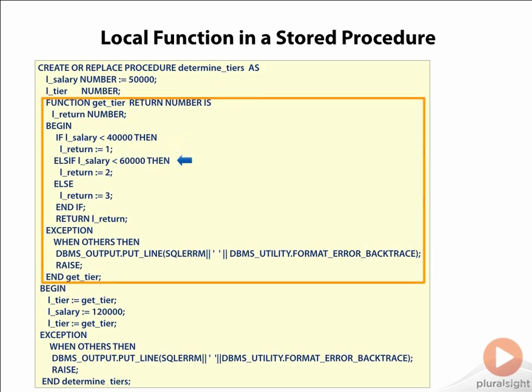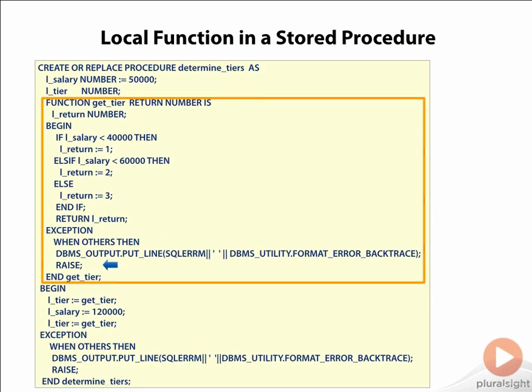If L salary is less than 60,000, then L return is assigned a value of 2, and for all other cases, a value of 3. Then L return is returned back from the function. This is followed by the exception block where we have a when others handler where we print the error message and the format error backtrace and then raise the exception.